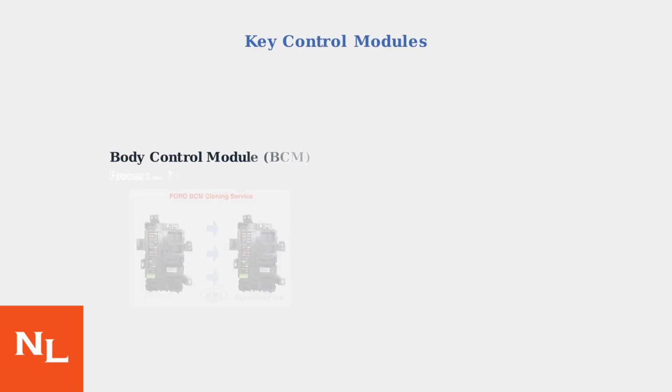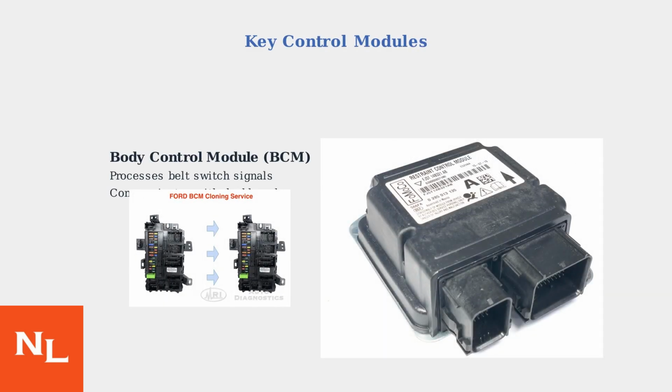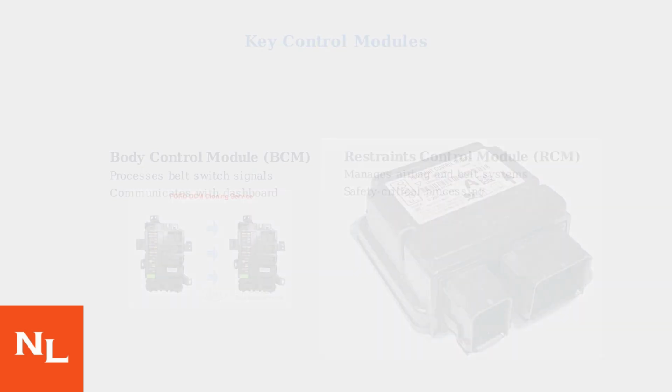Two main control modules handle rear belt monitoring in Ford vehicles. The body control module processes belt switch signals and communicates with the dashboard. The restraints control module manages the entire airbag and seatbelt system for safety-critical processing.